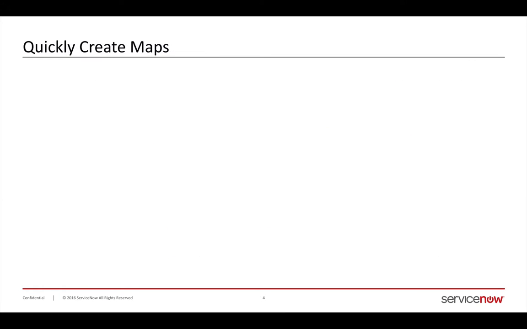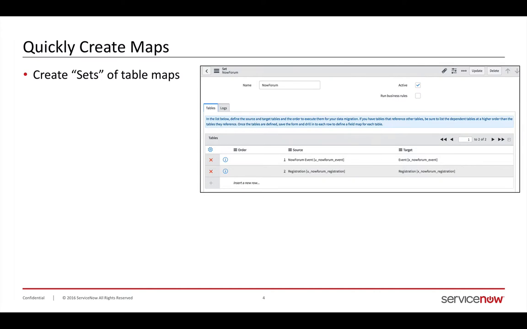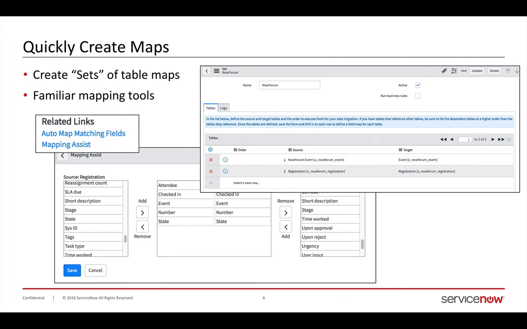Defining these maps or sets allows you to group together several dependent tables. And if you've used import sets before, you're likely familiar with the auto mapping and mapping assist features. If not, Mimeo leverages the same easy to use functionality, allowing you to quickly build your mapping sets.